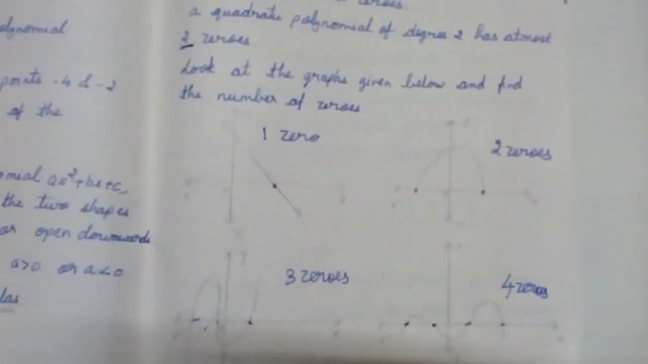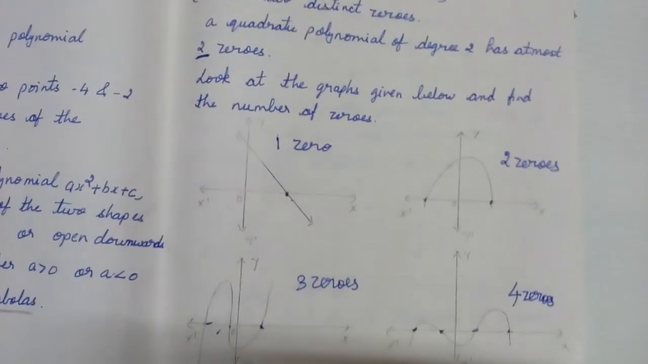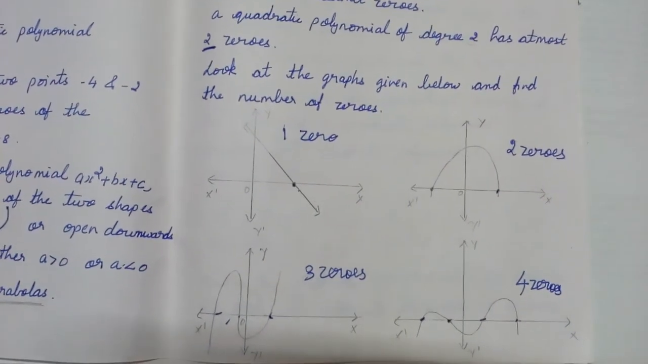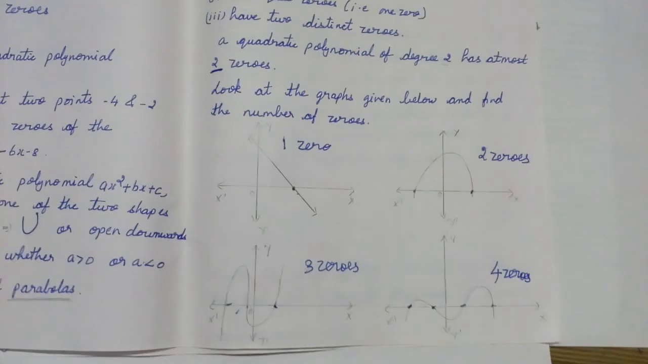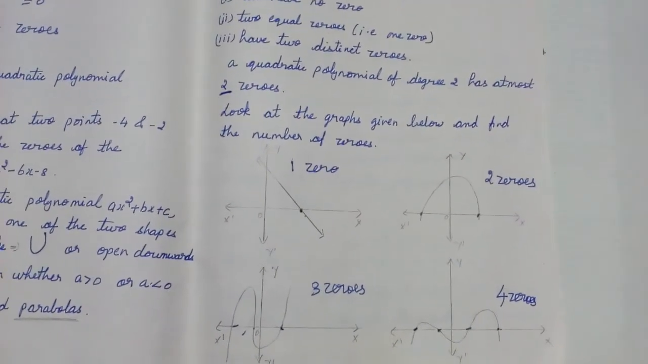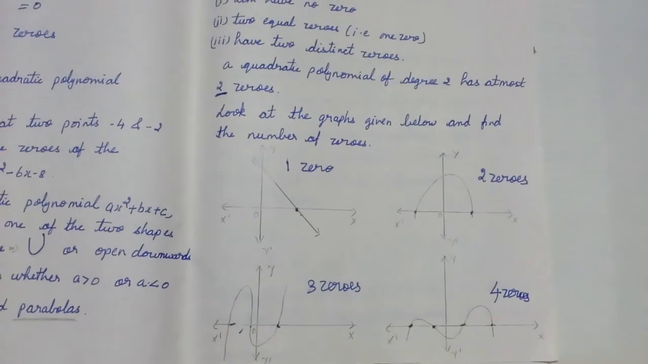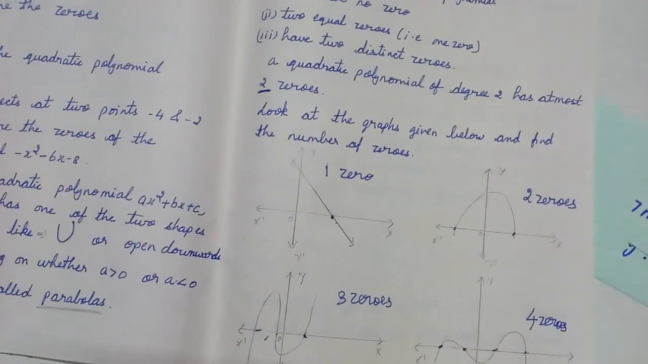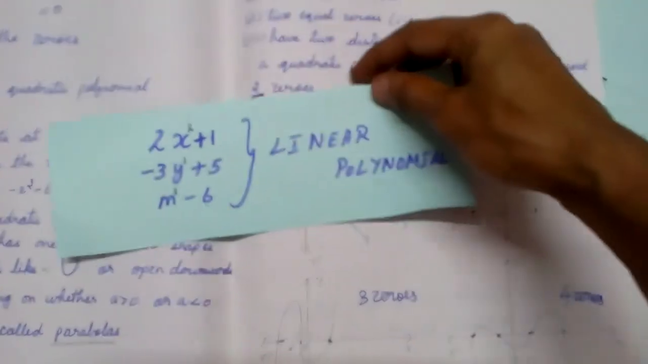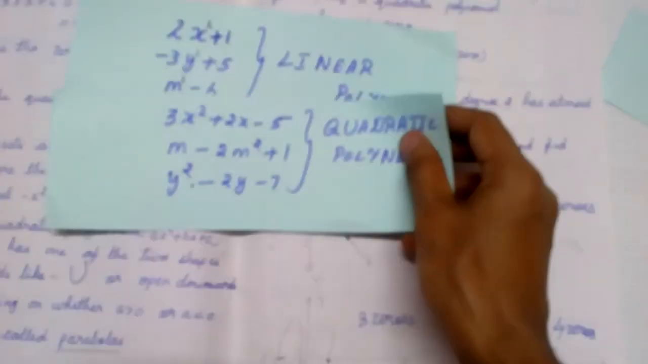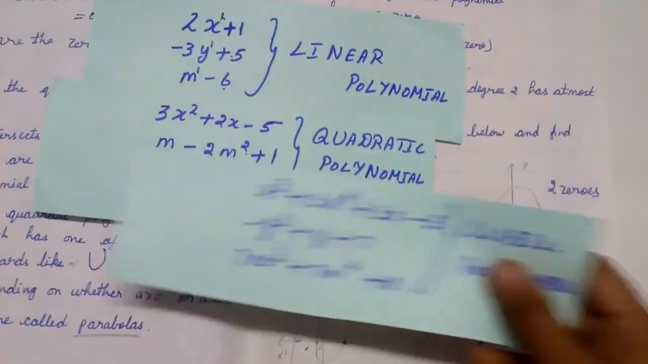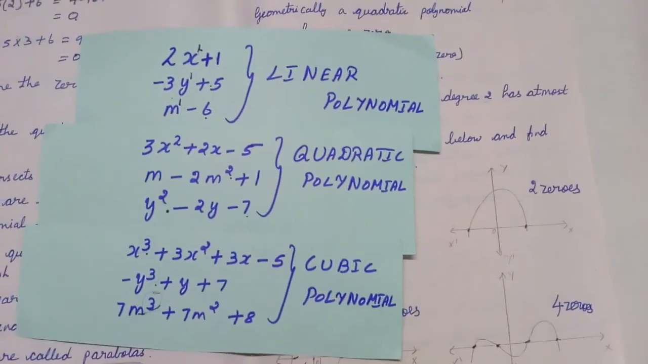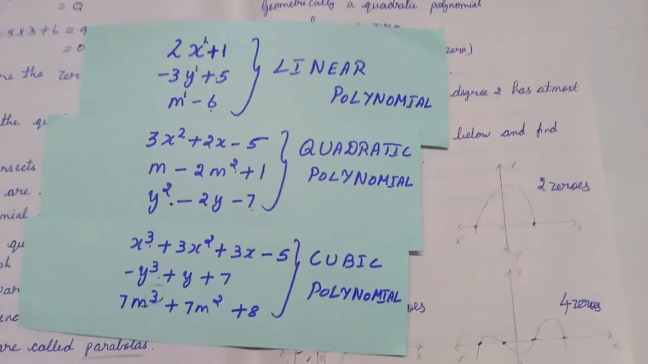So depending on the number of times the graph intersects the x-axis, you can find the number of zeros. We have learnt today that the degree of a polynomial is nothing but the highest power of the given polynomial, and based on the power, polynomials are classified into linear, quadratic and cubic polynomials. And depending upon the graph, you can find the number of zeros.